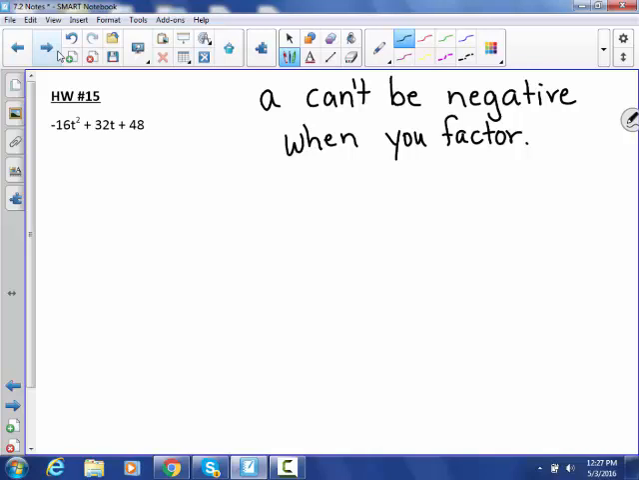What do you think our greatest common factor is? What are we going to try as our greatest common factor? We're hoping -16. Because if I divide by a negative, won't that get rid of that negative? Okay. So -16 goes into all of those. So negative divided by negative is +1 and t squared. And I don't have to put the 1 there. 32 divided by -16 is -2. 48 divided by -16 is -3. And then the -16 goes out front. Then we've got our quadratic.